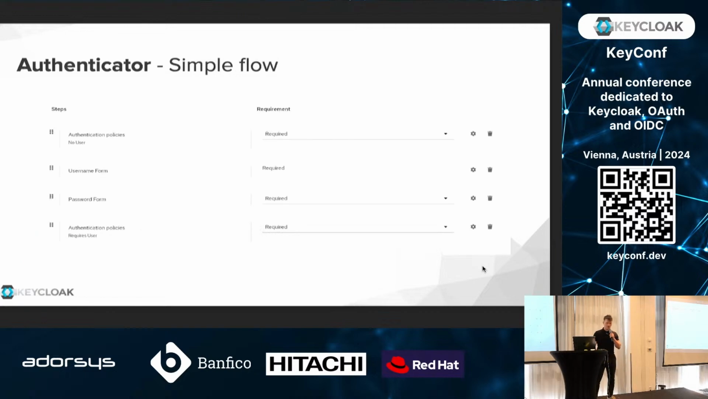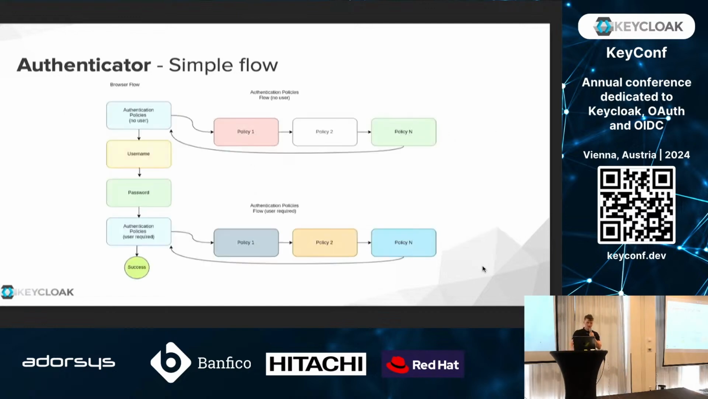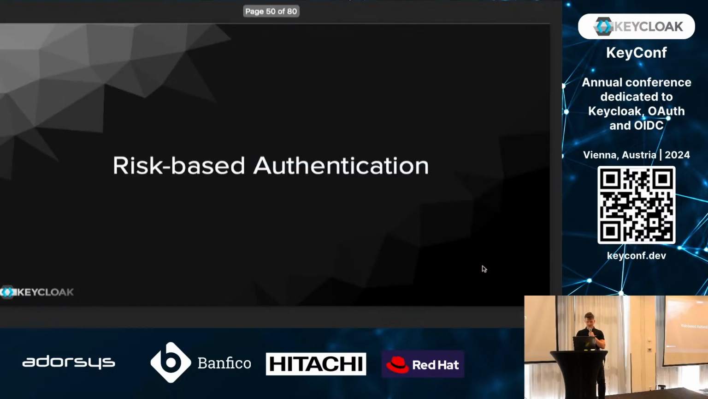We can consider some simple flow where we explicitly add the authentication policies authenticator. You can see it in the beginning and in the end. That's the one not requiring the user. They are just executed before the authentication flow itself. Here's the diagram. How is it working? As I mentioned, the policies are just subflows that are evaluated or executed separately. I think I've got nothing much to say about this.